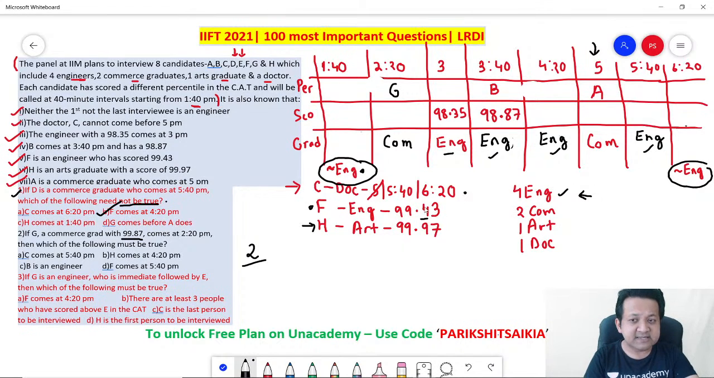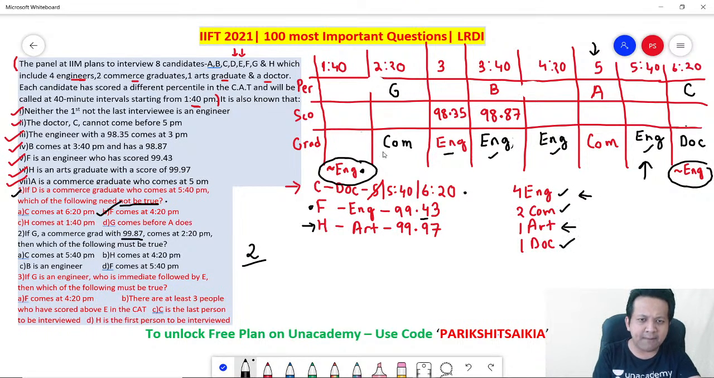And remember, C was a doctor. C is a doctor who comes either at 5:40 or at 6:20. Now the person who comes at 5:40 is an engineer. But C is a doctor. Hence C cannot be coming at 5:40. Definitely C must be coming at 6:20. So this is also something that I can fill. Now only one person is remaining. 4 engineers are filled. Then two commerce graduates are already filled. 1 doctor is already filled. So the only person remaining is the artist, the arts guy, who will come at 1:40. Right? Now let's look at the options.